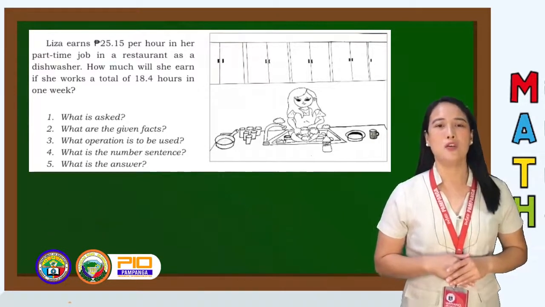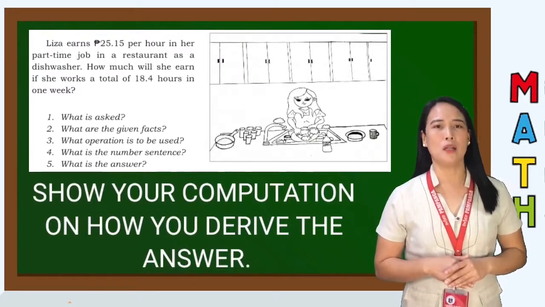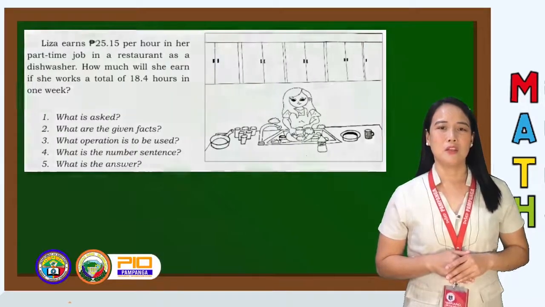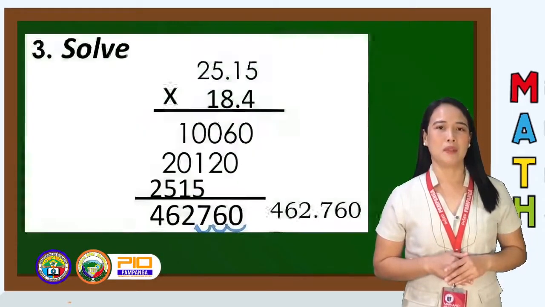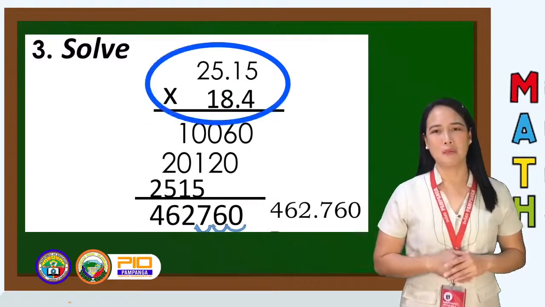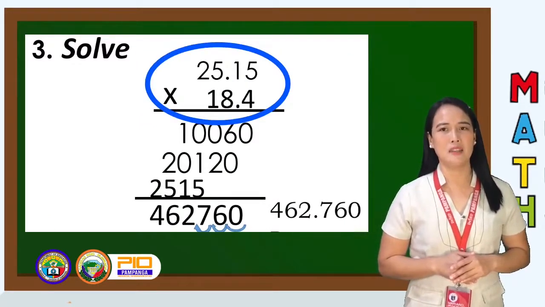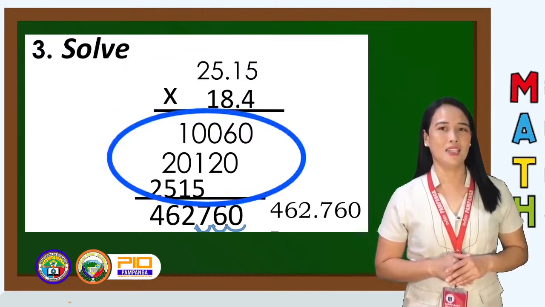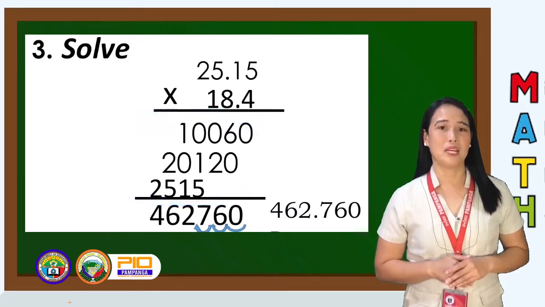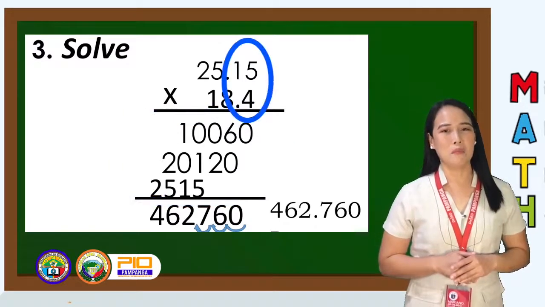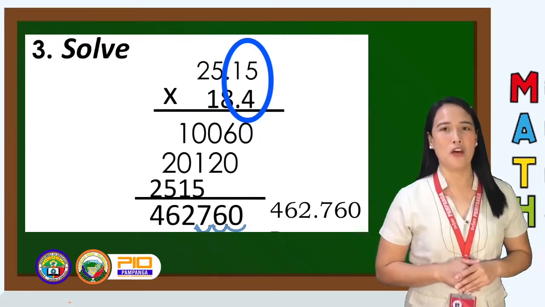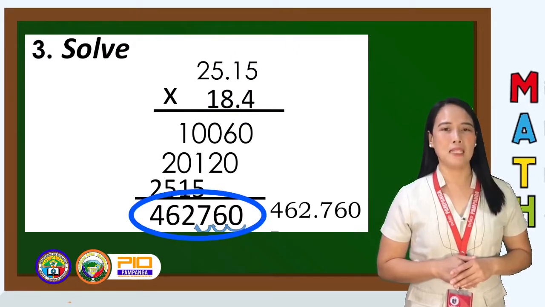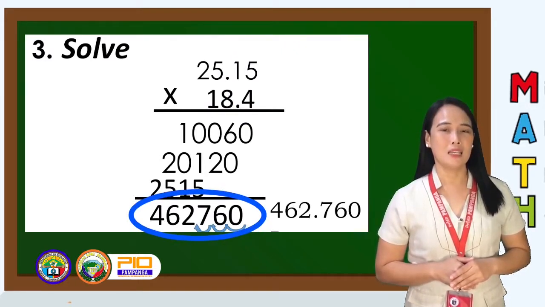The third step is solve. In this case, you're going to show your solution by computing for the correct answer. So the computation would be: number 1, follow the steps in multiplying whole numbers starting in the ones place. Number 2, add the partial products. Number 3, count the number of decimal places in both factors. And then, place the decimal point correctly in the product.